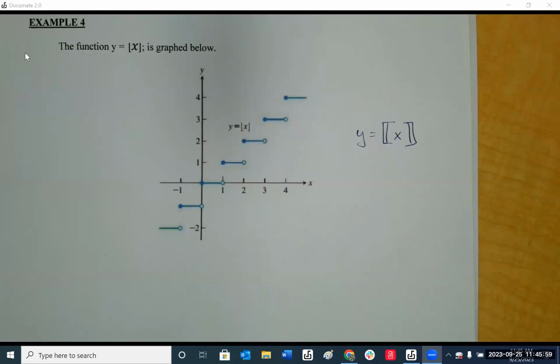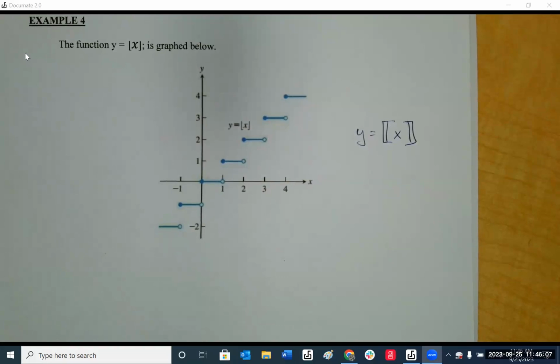Okay, so let's look at the greatest integer function. Prove that it's continuous or not continuous. How would you do it?